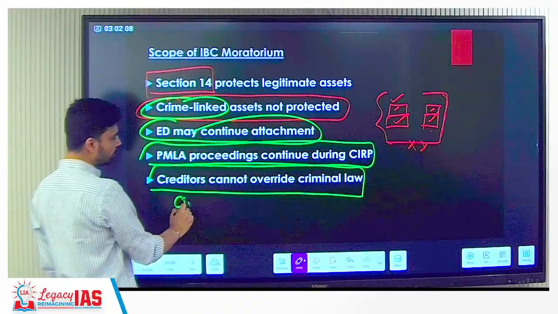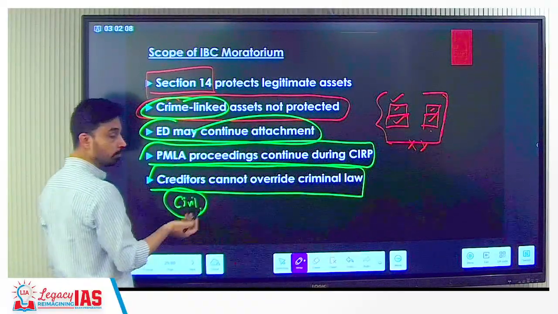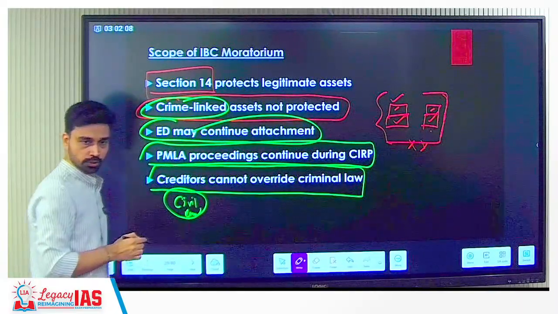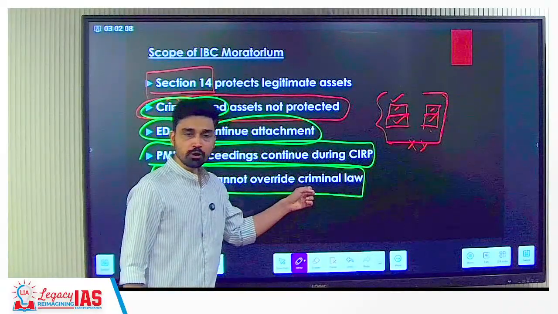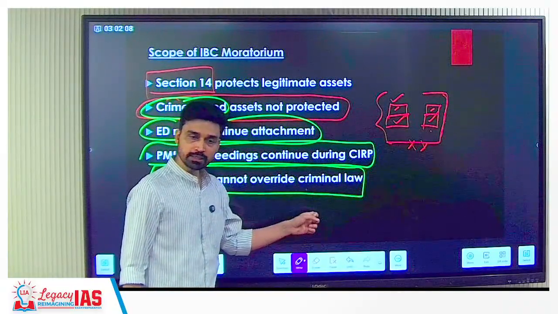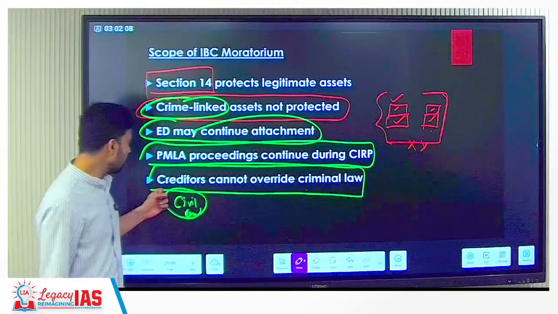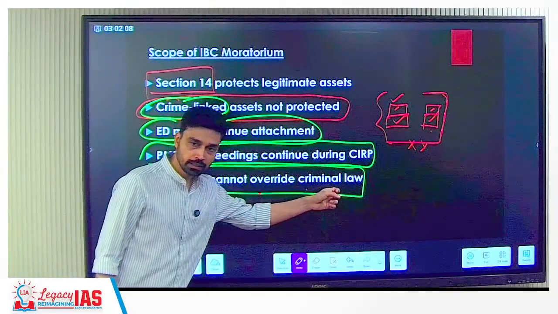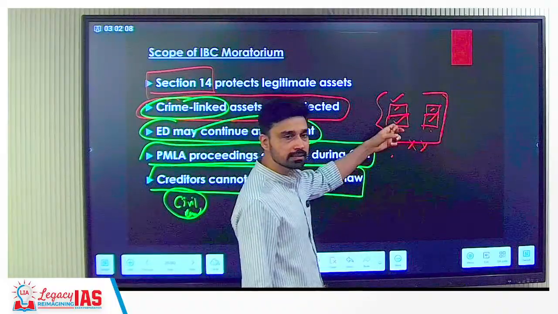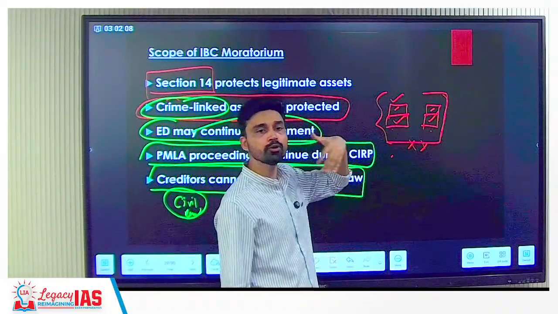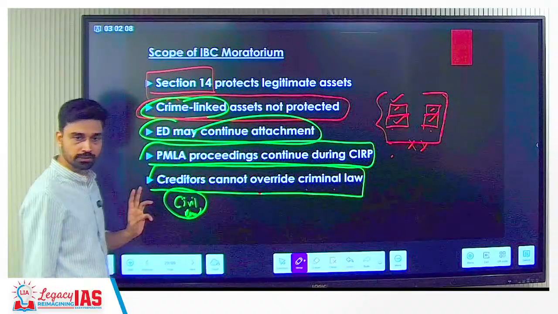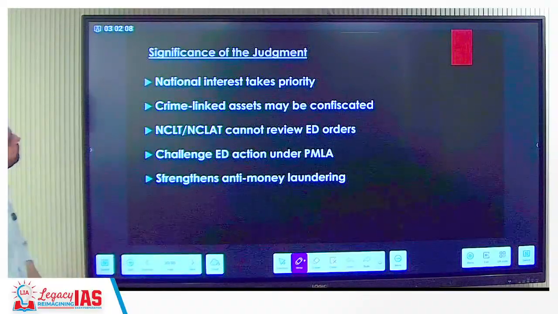If someone has taken a loan from you and is not giving you the money back, which kind of suit does it become? A civil suit, right? This money laundering, which kind of act is it? A criminal act. So it is dealt with under criminal law. So civil law, such as receiving of money by creditors, cannot override the criminal law. Just because you have invested in this company, you cannot ask ED to not attach or confiscate it, because it is linked to crime. Okay, that is the overall essence.